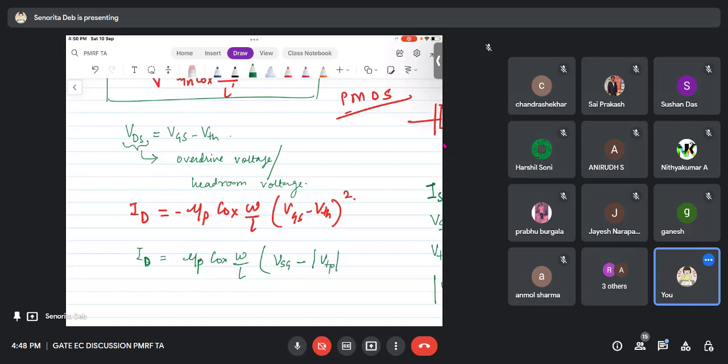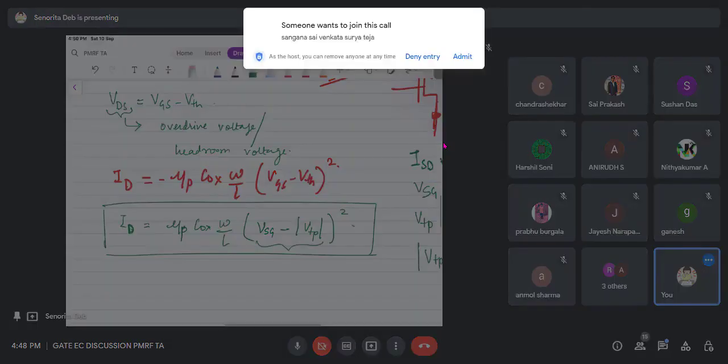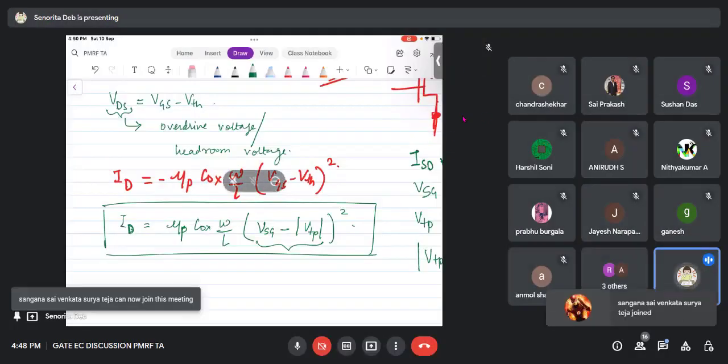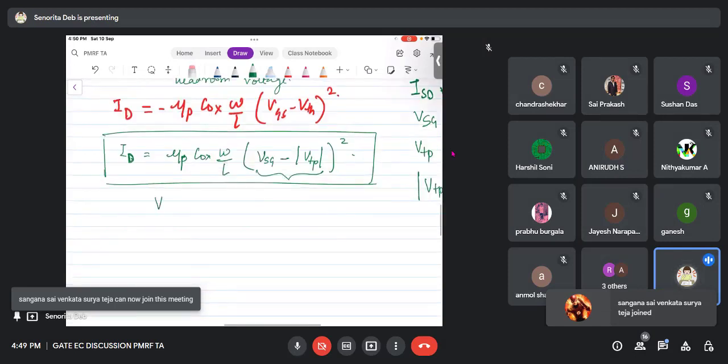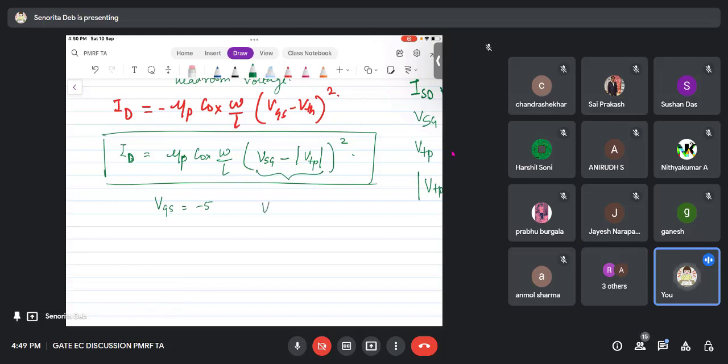In this way there will never be sign mistakes or anything, otherwise you might mess up. So always remember that this is a difference. That means if they have said that the gate to source voltage of the PMOSFET is, let's say, they have given VGS as -5 and they are saying VTP is -1. So never do it like this, -5 -1 is -6. Don't do this.